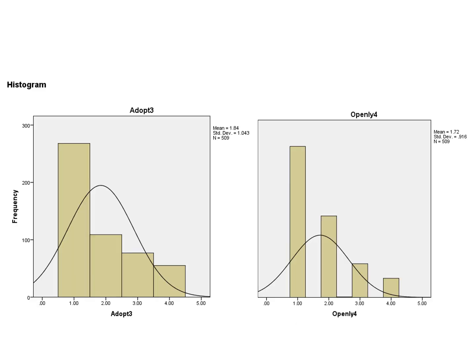So here's those histograms, adopt 3 and open 4. So this is basically whether someone would adopt a new method and also how open they are to that new method. So again, you can kind of see our data here, not really reflecting normal distribution curves and actually looking fairly positively skewed.